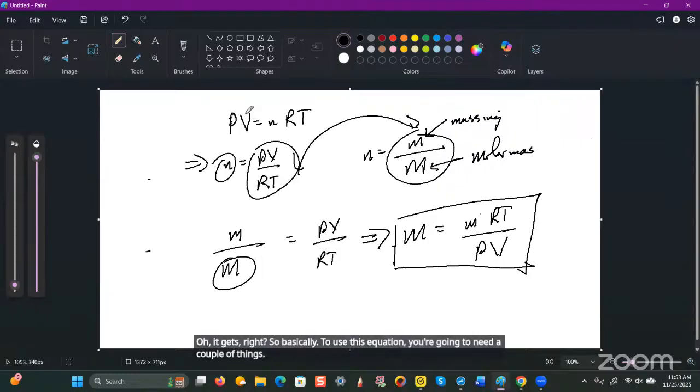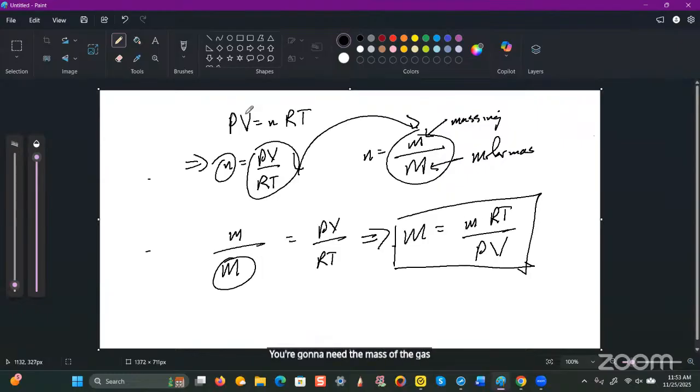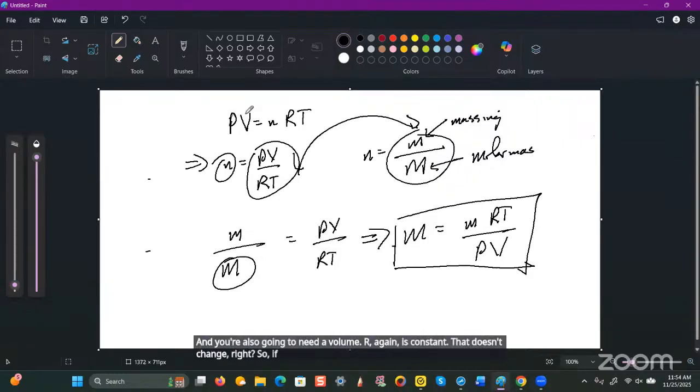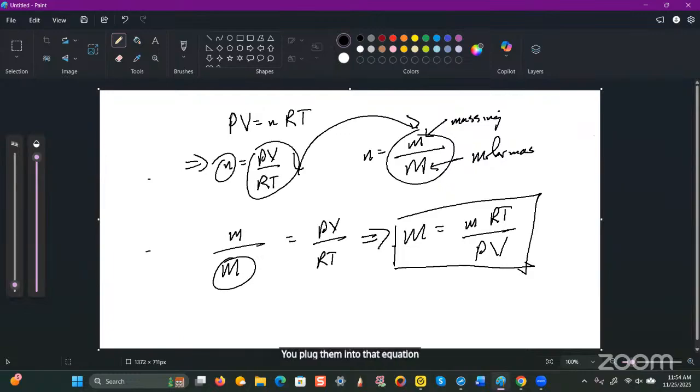To use this equation, you're going to need the mass of the gas, the temperature of the gas, the pressure of the gas, and the volume. R, again, is constant. That doesn't change. So if you know the mass, temperature, pressure, and volume, you plug them into that equation, and that will give you the molar mass of the gas, all right?